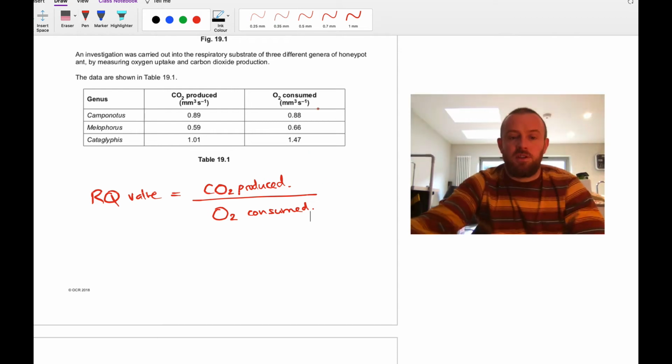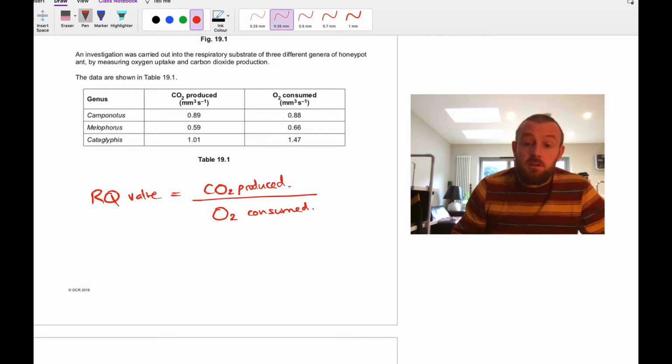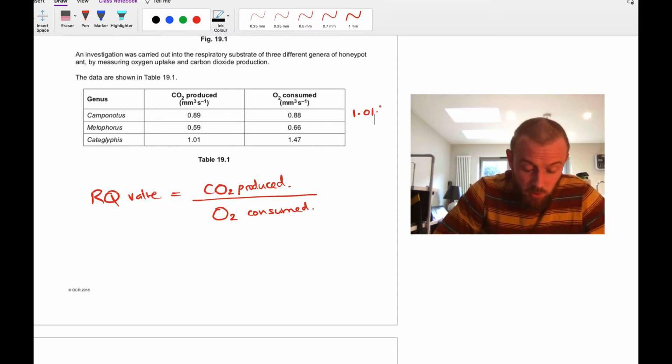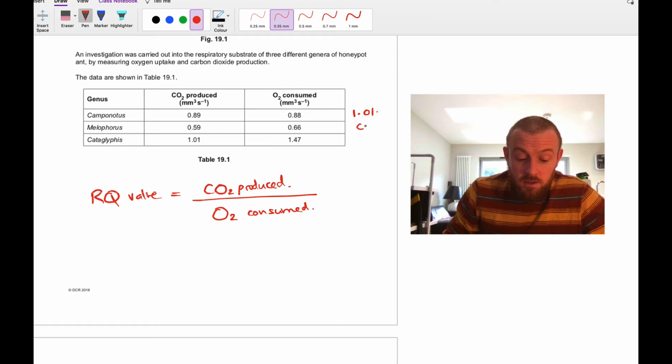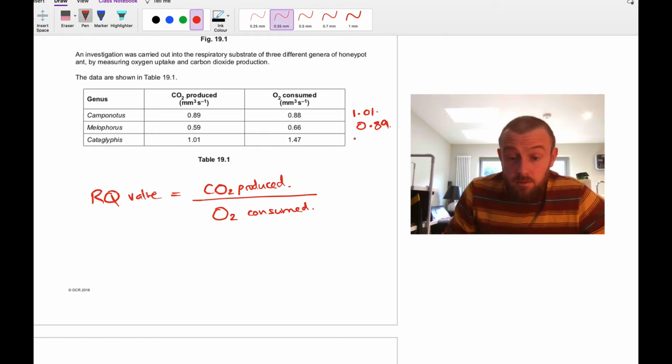So therefore, let's do this for each one. The top one is going to be 0.89 divided by 0.88, so that's pretty much 1. The next one, 0.59 divided by 0.66 equals 0.89. And the next one, 1.01 divided by 1.47 is going to be 0.68.